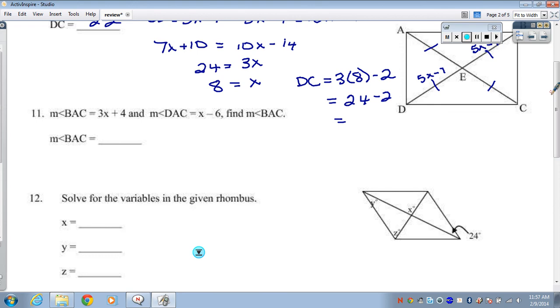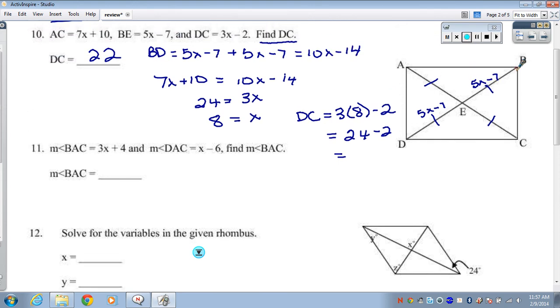If BAC, remember your angle is always the middle letter, so it's that angle right there. If BAC and the measurement of angle DAC, which is right here, so BAC equals 3x plus 4 and DAC equals x minus 6, find BAC. So we're going to find this angle right here.